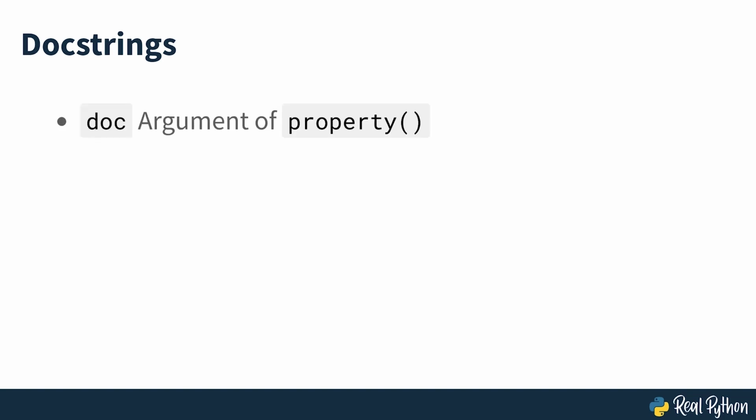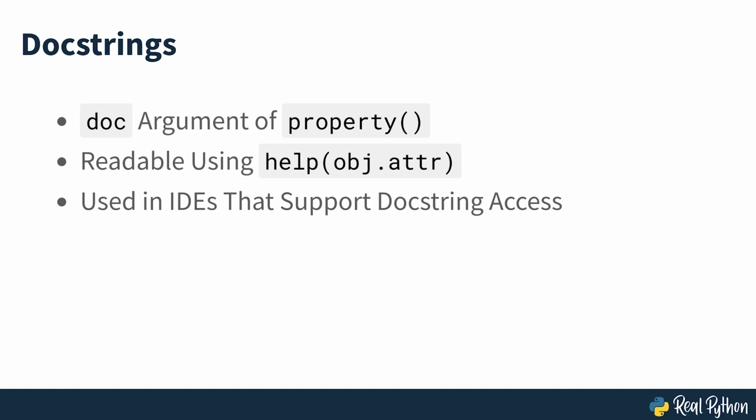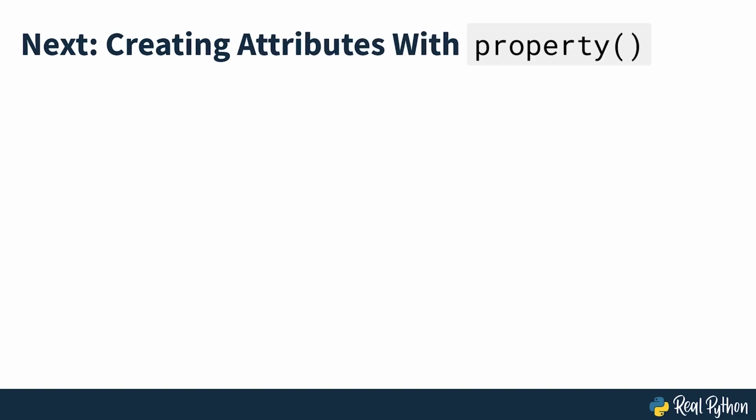You can use doc to provide an appropriate docstring for your properties. You and your fellow programmers will be able to read that docstring using Python's help. The doc argument is also useful when you're working with code editors and IDEs that support docstring access. You can use property as either a function or a decorator to build your properties. In the next two sections of the course, you'll see how to use both approaches, starting with using property as a function.